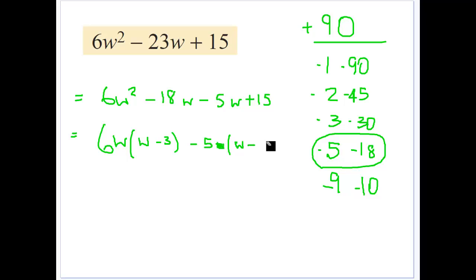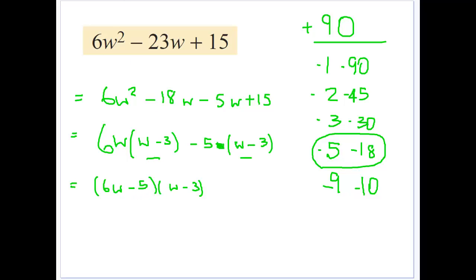So remember, what we want to do is get those brackets the same, and minus 5 times minus 3 will give us positive 15. So notice we get our nice brackets. It's working out nicely for us there. So it gives us 6w minus 5, w minus 3. And there's our factorization. Doesn't matter the order there because it's multiplication, so the order doesn't matter.